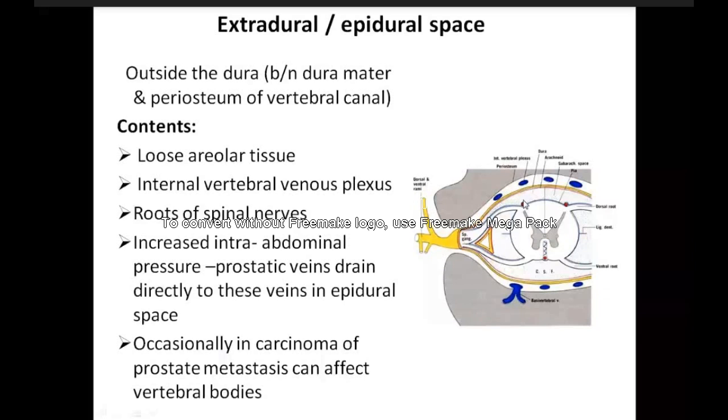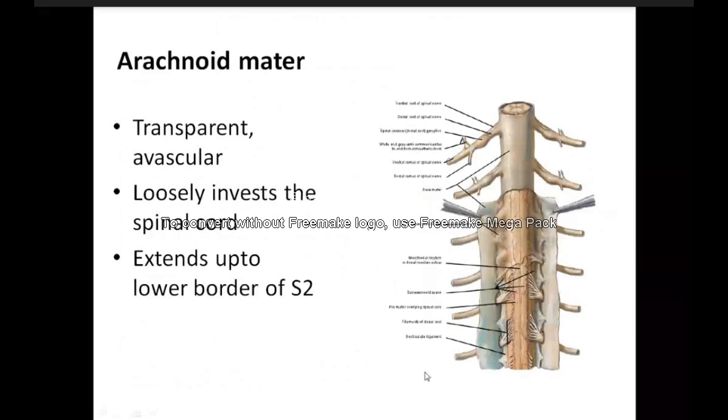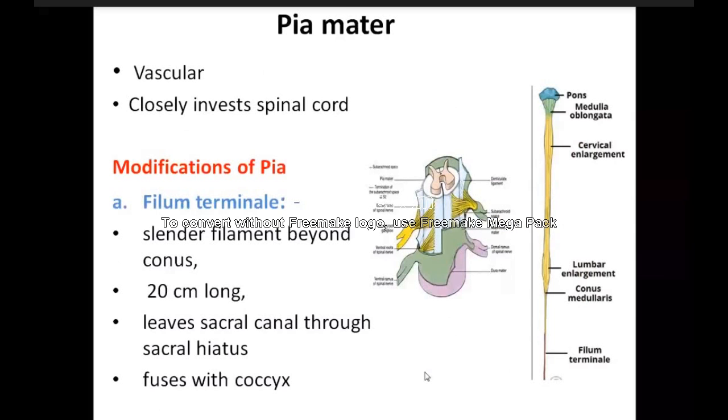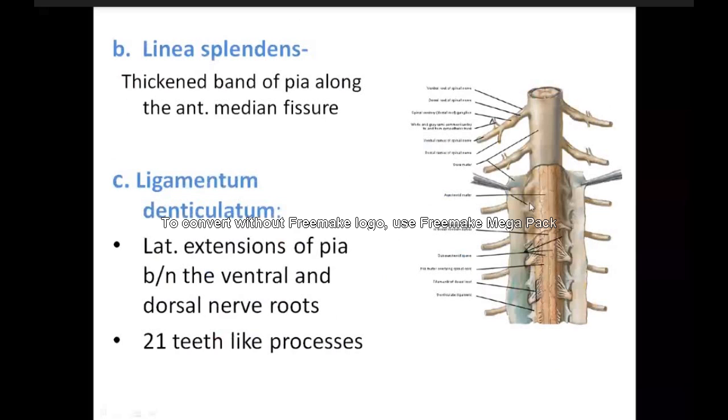So that is important. And in the pia mater, you have three modifications. They are the filum terminale, the one which extends beyond the conus. The other one is the linea splendens, that is the thickened pia mater which you find in the anterior surface in the midline. And another modification is the ligamentum denticulatum, the teeth-like processes between the ventral as well as the dorsal nerve roots. So there are three: ligamentum denticulatum, linea splendens, filum terminale.